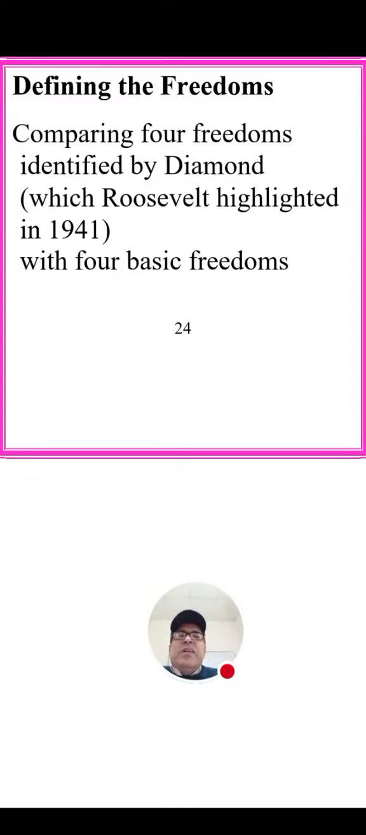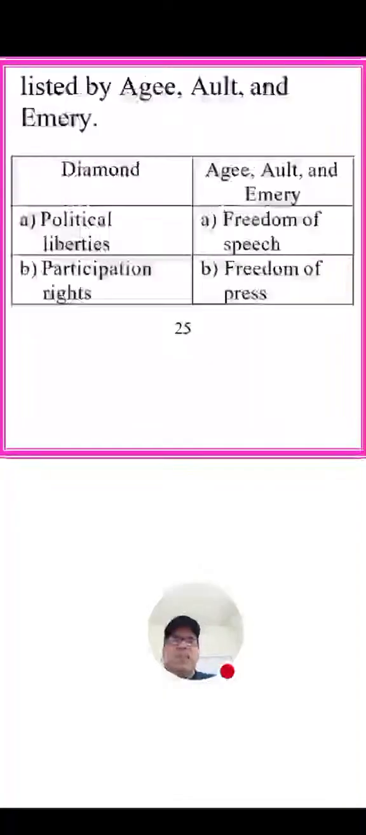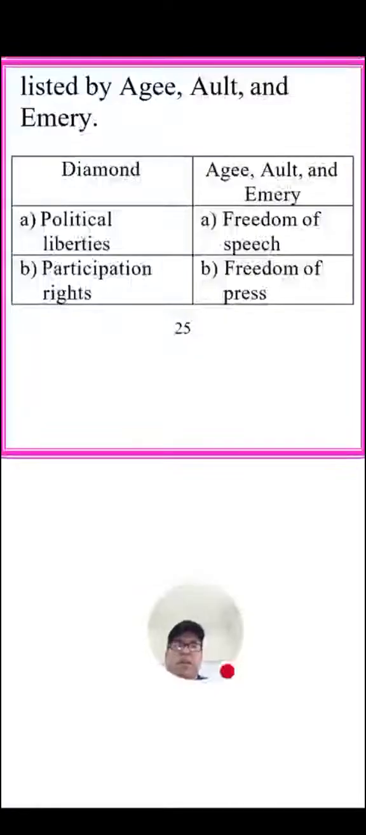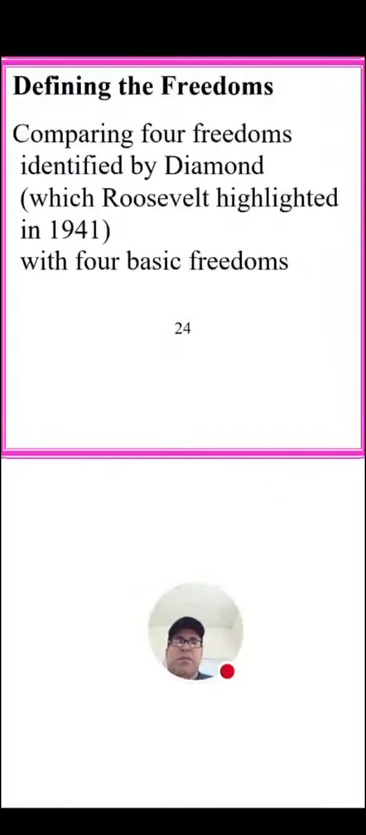Now, defining the freedoms. Comparing four freedoms identified by Diamond, which Roosevelt highlighted in 1941, with four basic freedoms listed by Alt and Emery. So here's another table. In this, four freedoms are compared. On the one side, four freedoms discussed by Diamond, and these four freedoms are also highlighted by Roosevelt.